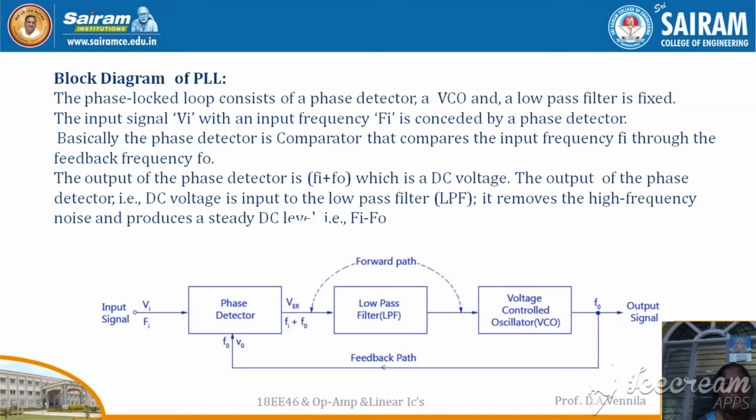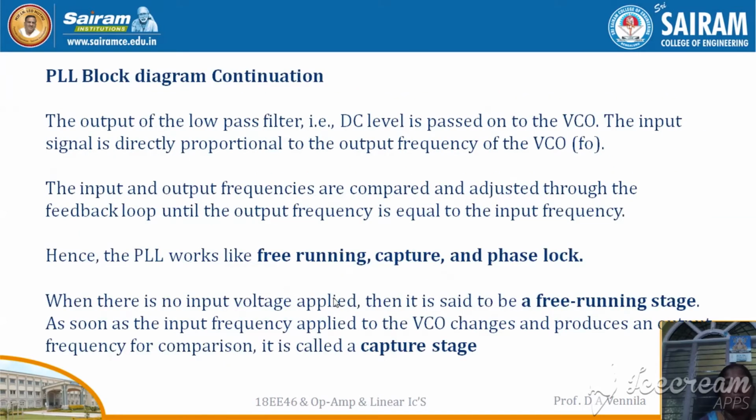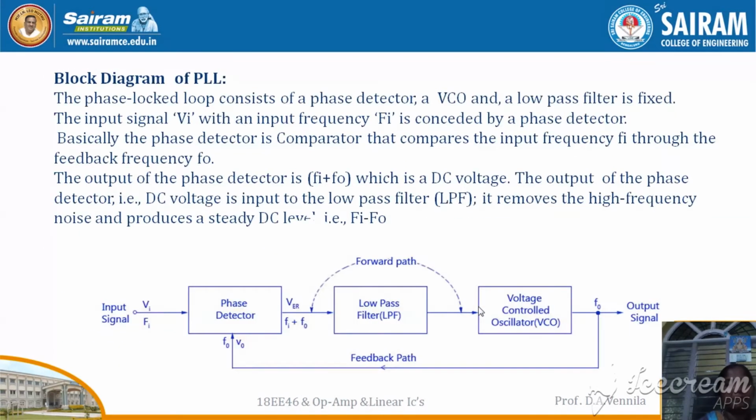Now let us move on to the topic, basic block diagram of your phase locked loop. This is the basic block diagram of your phase locked loop. And here we are having three important components of PLL. What are the three important components of PLL? Phase detector, low pass filter and voltage control oscillator. These are the three important components of your PLL.